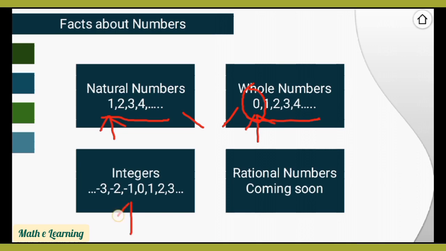What is an integer? We can say that it is a collection of whole numbers and negative numbers, or you can say that it is a group of 0, positive and negative numbers. We will learn about rational numbers in my upcoming videos.